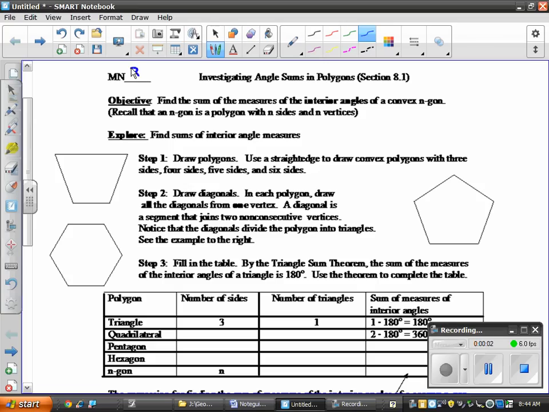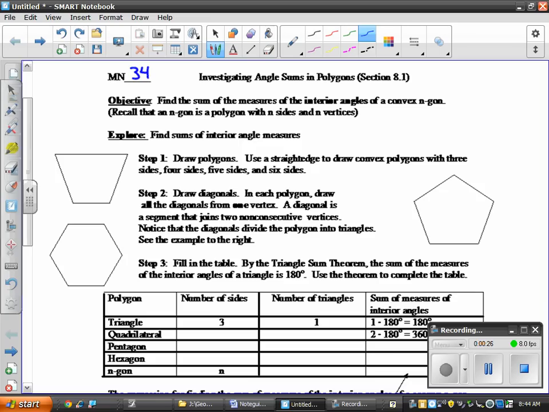Welcome, ladies and gentlemen, to your MN34 notes, where we're going to talk about angle sums in polygons. This is section 8.1 in your textbook. The objective statement here states that we're going to find the sum of the measures of the interior angles of a convex n-gon. And let's recall that an n-gon is a polygon with n sides and n vertices.